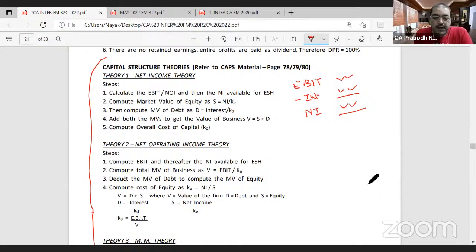Then after doing that, you will calculate the market value of equity. S is equal to net income divided by cost of equity. After that, you will calculate market value of debt as D is equal to interest divided by cost of debt. When you get the market value of equity and market value of debt, you add those two and you will get the value of the business. And from there, you will calculate the overall cost of capital.